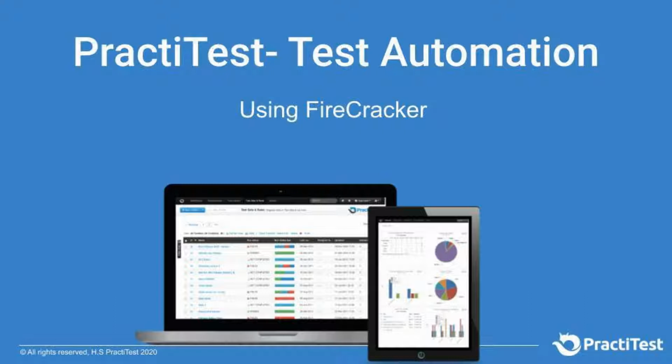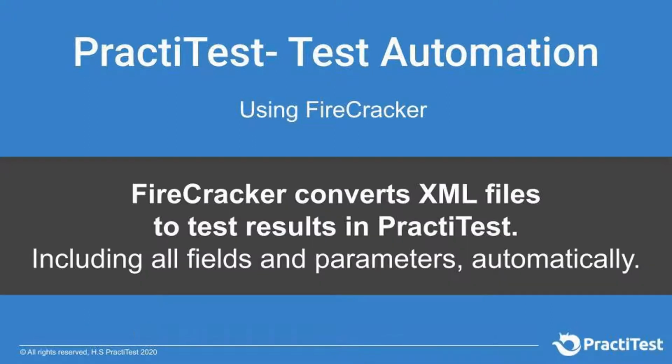PractiTest is an end-to-end test management solution that lets you integrate your automation and manage it from within the system in multiple ways. In this video, we will review the option to add your CI/CD results to PractiTest using the FireCracker tool. FireCracker will let you convert XML files to actual test results in PractiTest, including all fields and parameters automatically. A few things to prepare in advance.